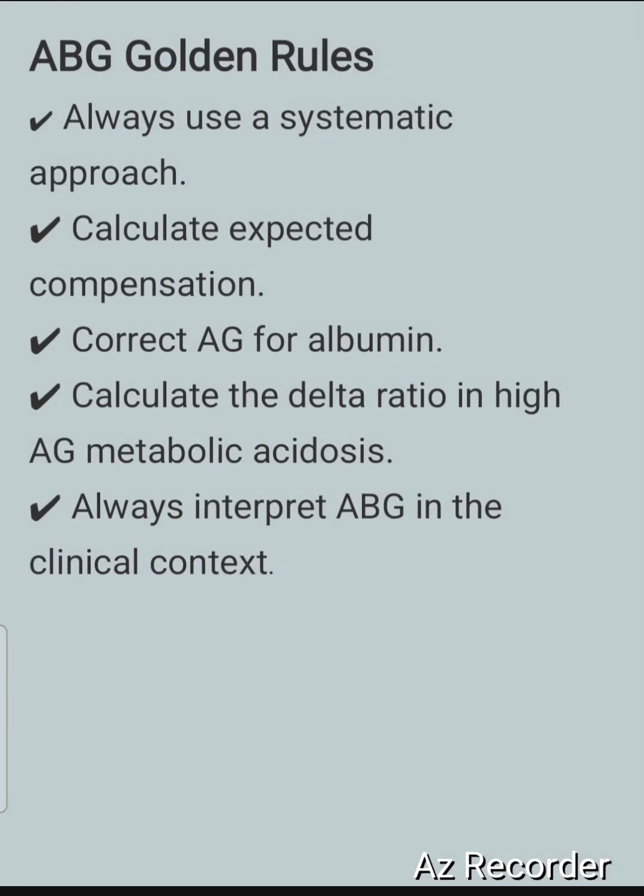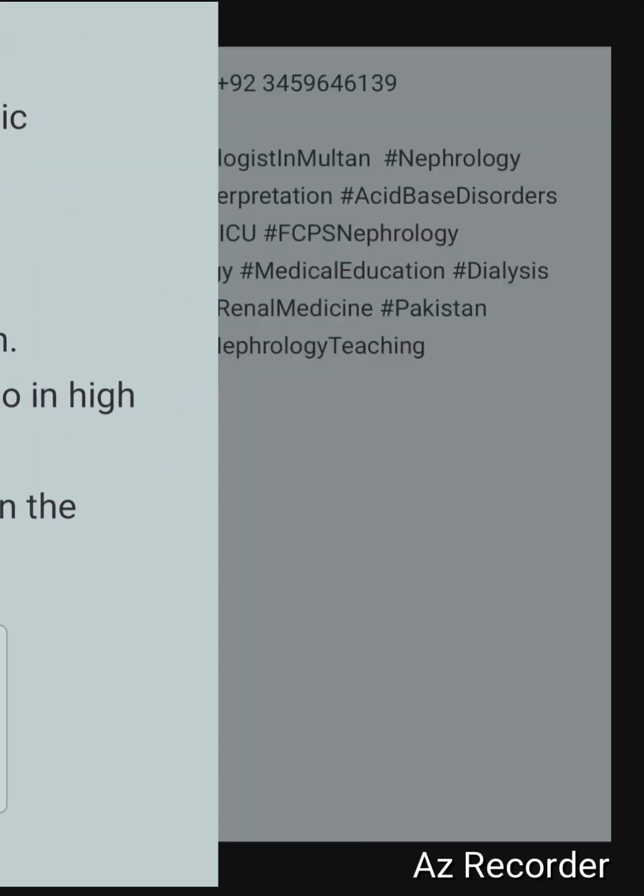ABG golden rules are: always use a systematic approach. No matter what, always follow the systematic approach. You must after that calculate the compensation. And if the albumin is given in your question, do correct the anion gap for albumin. And if there is a high anion gap, then calculate the delta ratio. And always interpret ABGs in the clinical context.